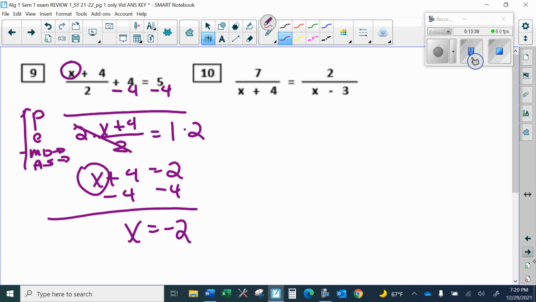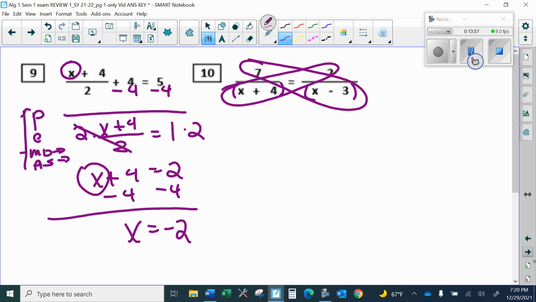Here we have two fractions that equal each other. You must remember that's called a proportion. When I have more than one term in a numerator or denominator, I put parentheses around it so I don't forget when I cross multiply, because that's how you solve all your proportions. You can always cross multiply and it'll always work.